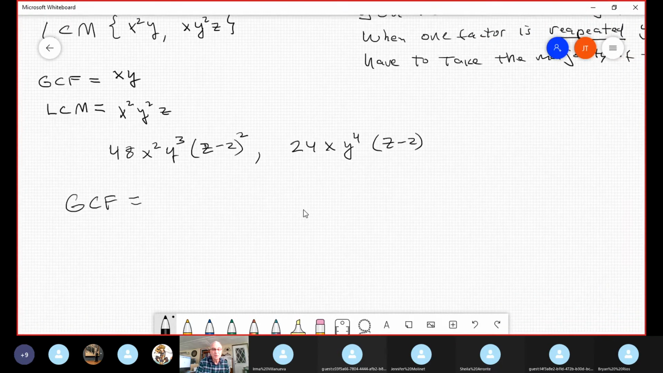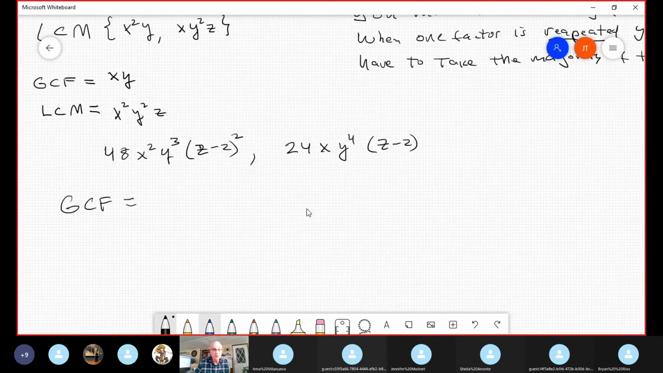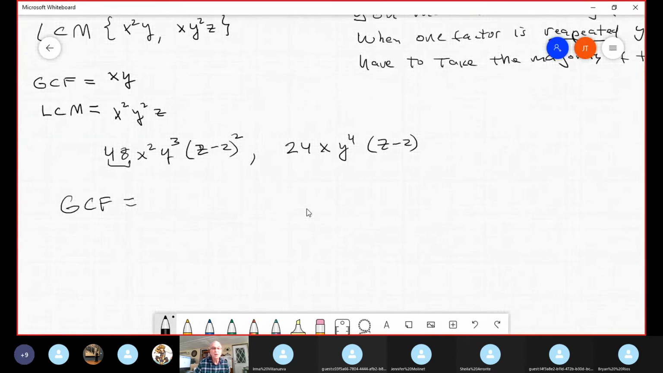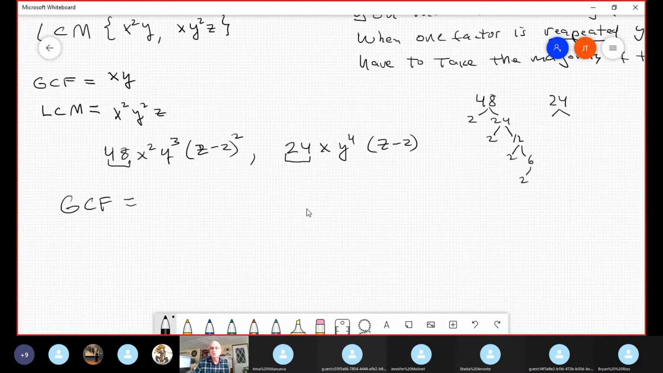Okay, let me start with the greatest common factor. So for the numerical part, I like so much doing it that way. 48 and 24. Oh, it's an even number. 24, 12, 6, 2, and 3. This is the factorization of 48. 24, 24, I did that.